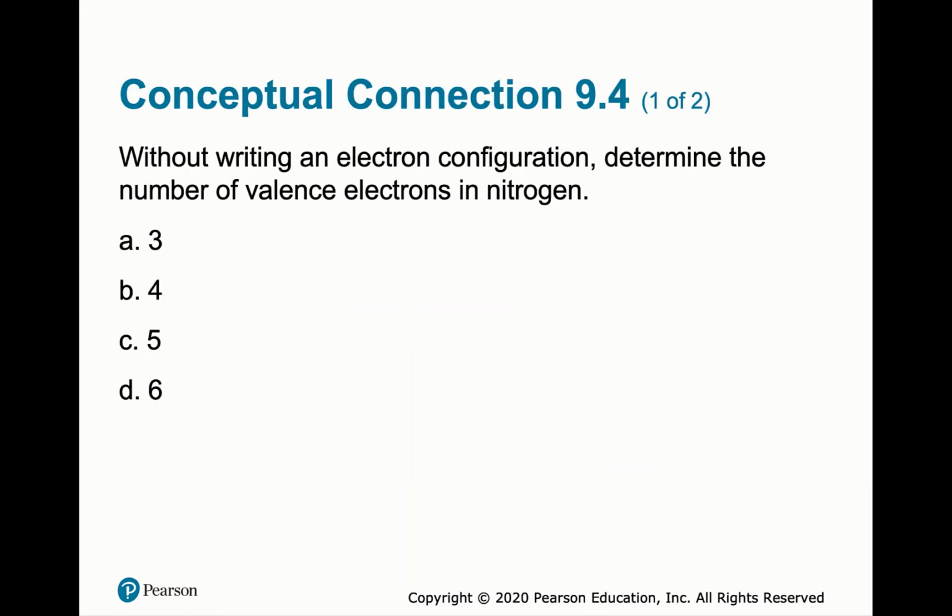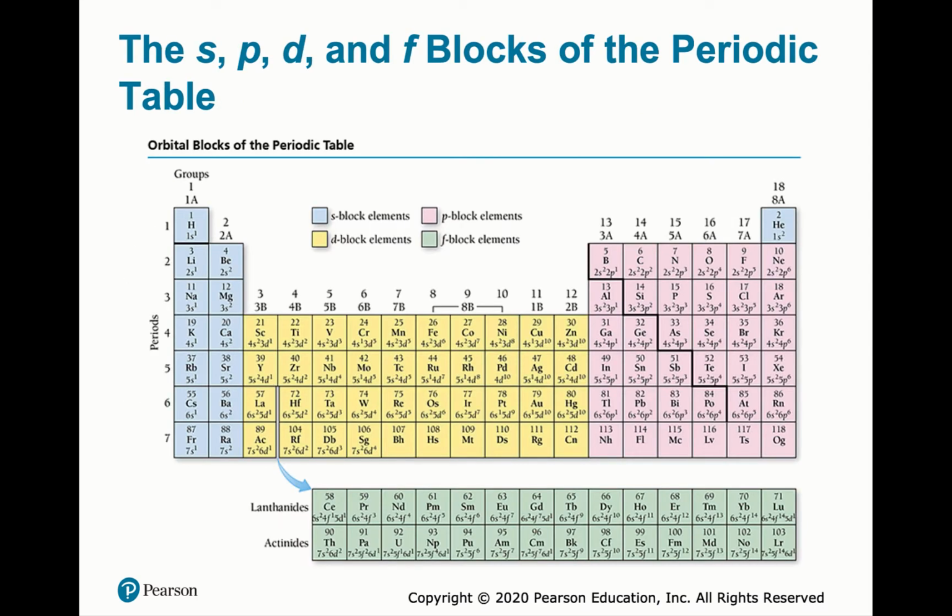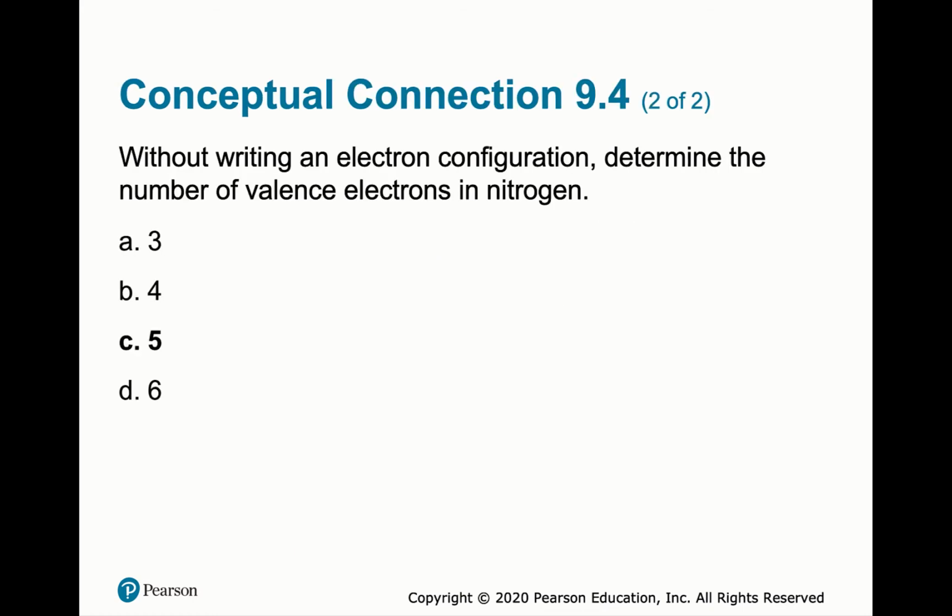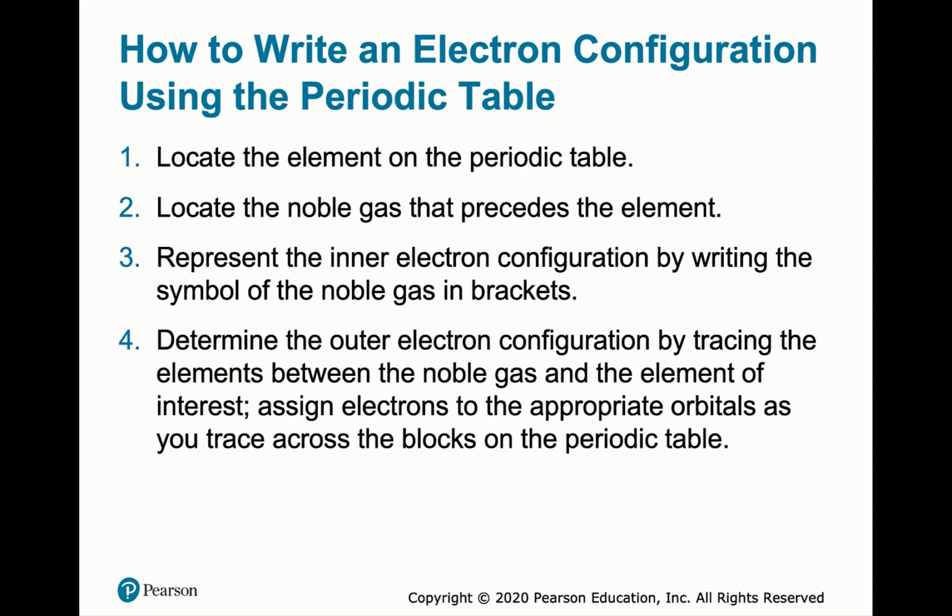So without writing electron configuration, determine the number of valence electrons in nitrogen. So nitrogen is 5 over. If you just count it, it's 5 over, and that means it's going to be 5. What I mean by 5 over: 1 lithium, 2 beryllium, 3 boron, 4 carbon, 5 nitrogen. And that's where the 5 comes from.